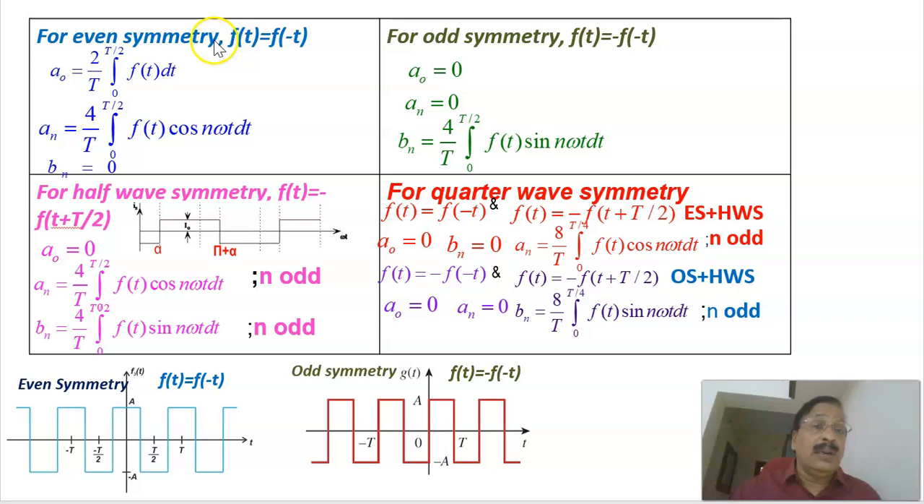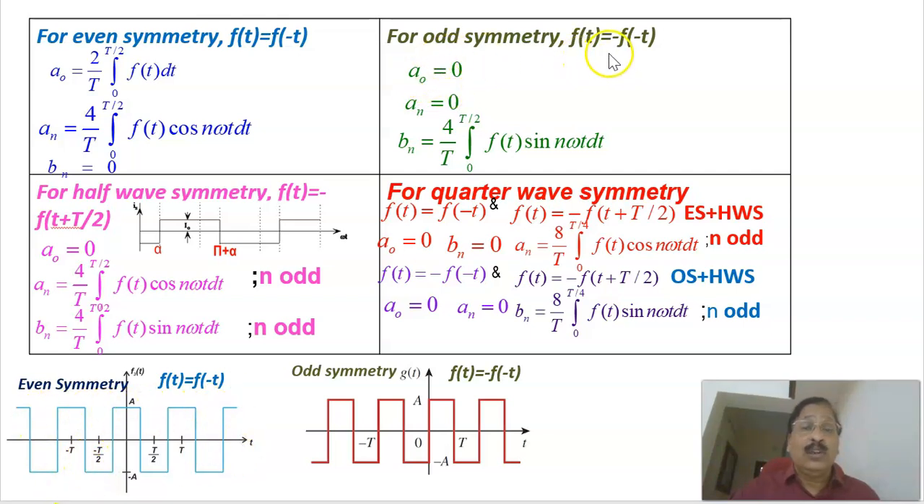Now we can classify the function as having even symmetry. Even symmetry means the waveform satisfies f(t) equal to f(-t). That is why it is called even symmetry. In the case of even symmetry, when writing the Fourier series, a0 equals 2 by T integral 0 to T/2 f(t) dt, an equals 4 by T integral 0 to T/2 f(t) cos n omega t dt, and bn equals 0. Therefore, these are a0, an, and bn for even symmetry waveforms.